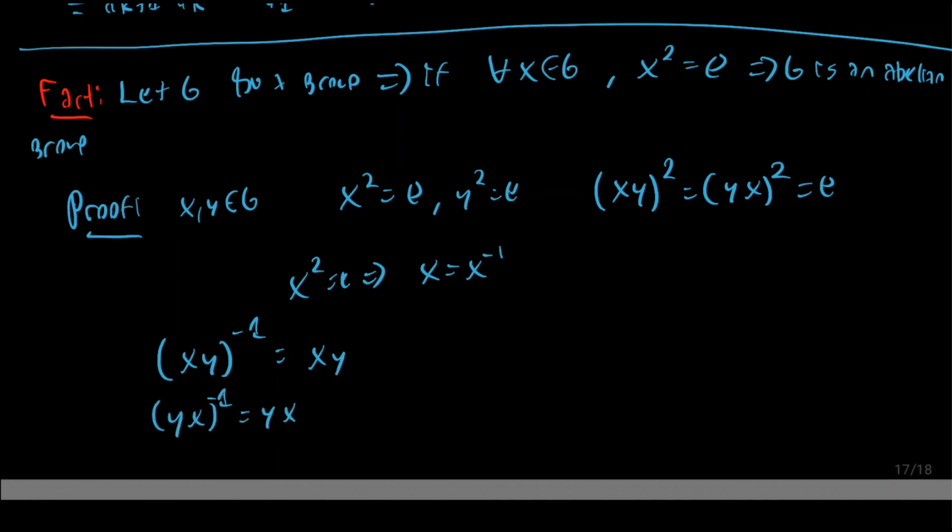So with this in mind, what we want to show is that x times y is equal to y times x. In other words, the group is abelian. How can we do that? So we start with x times y to the minus 1.